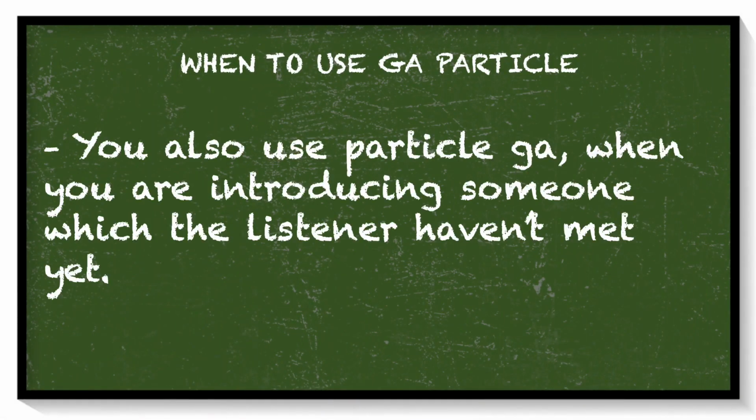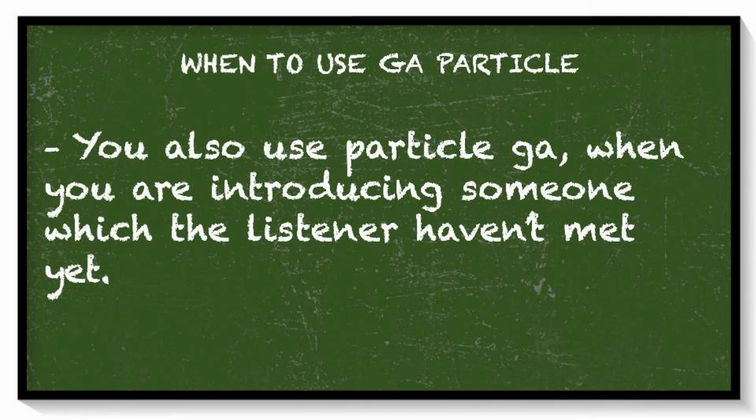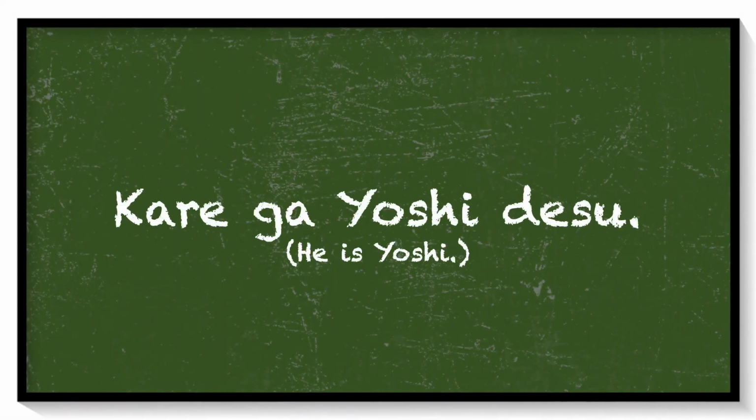You also use particle ga when you are introducing someone whom the listener hasn't met yet. For example, 彼がよしです。 You should only use particle ga when the listener hasn't met the person you are introducing. But if the listener already met the person, but forgot his or her name, you should use particle wa instead. And once the listener knows who you are referring to, you can add a topic about the subject using particle wa.